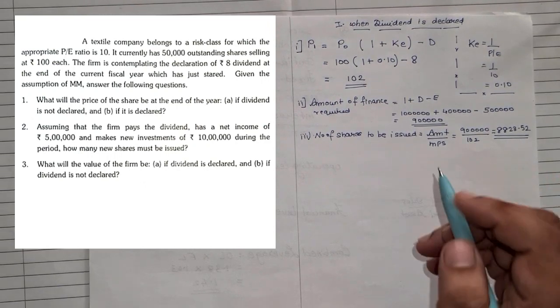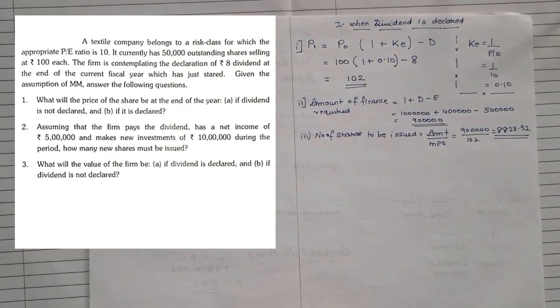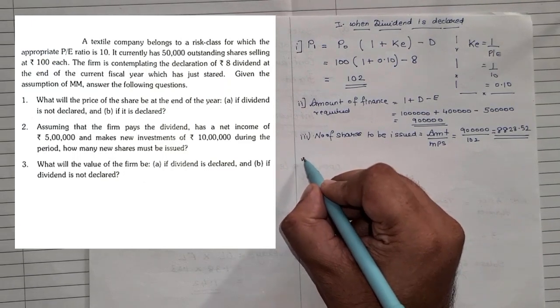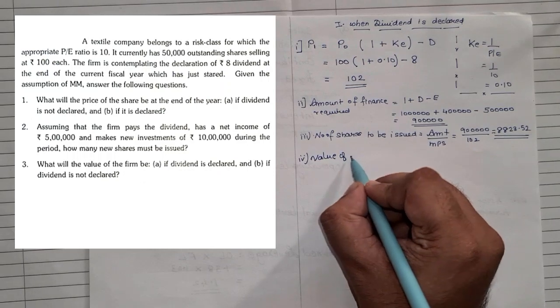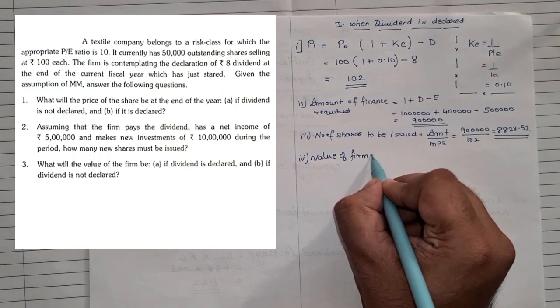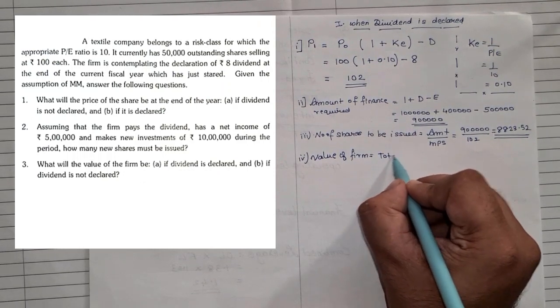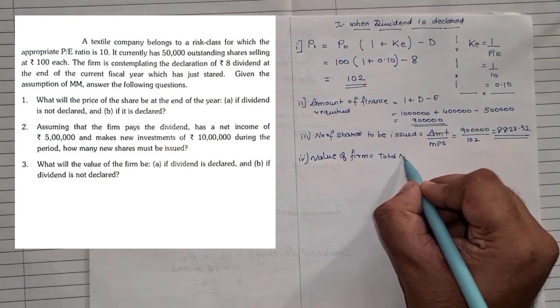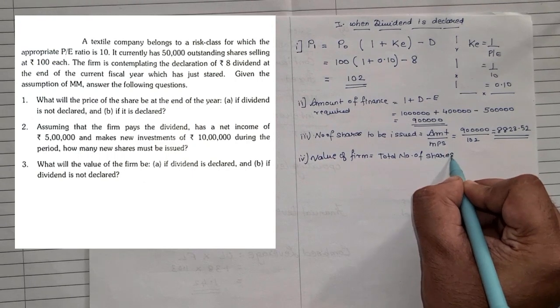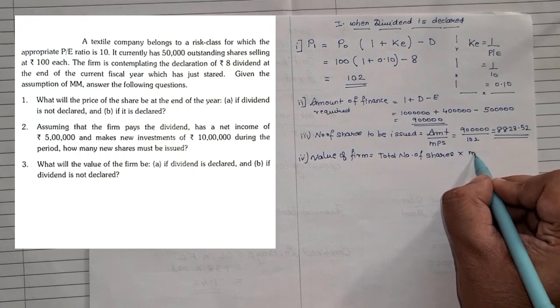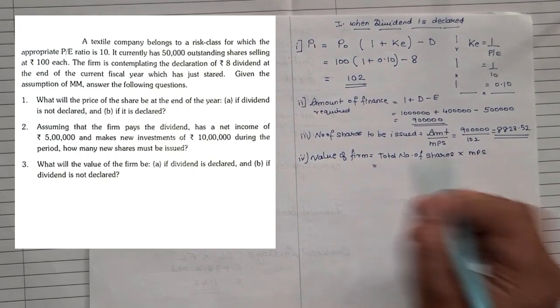Well, once you get that, we jump to the last part. They ask us what will be the value of the firm. So the fourth part, value of firm is equal to total number of shares into the market price.